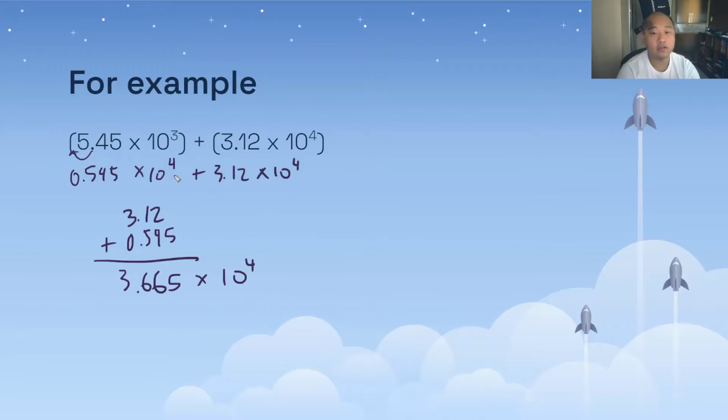Now you could have also converted both of them to 10 to the 3rd, and you would have gotten 36.65 times 10 to the third. And then you would have had to convert at that point. And either way is fine. Both ways would have gotten to the same answer.